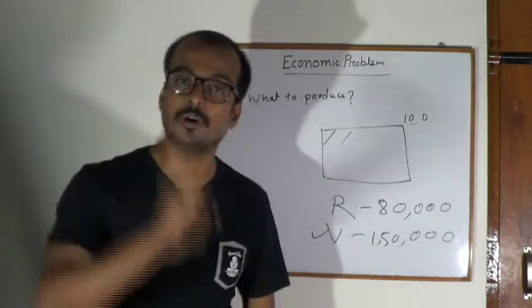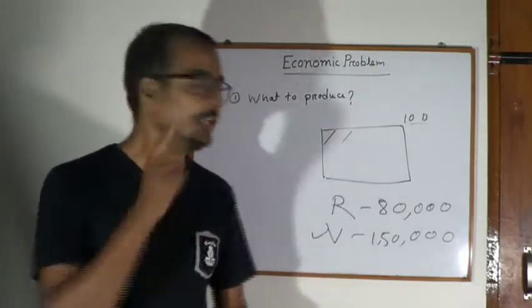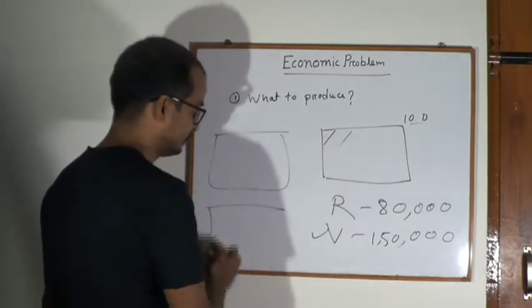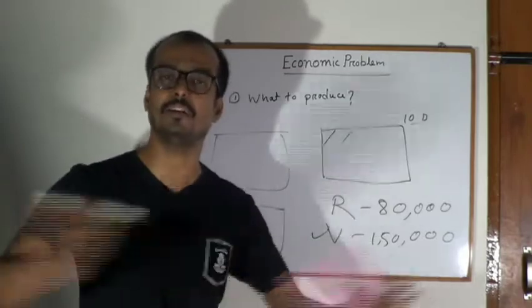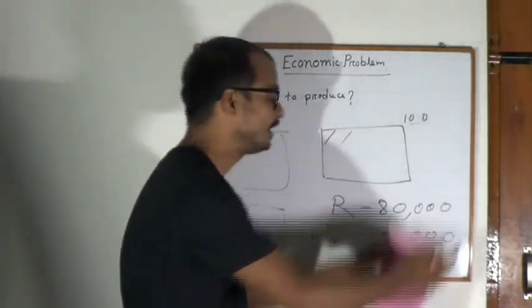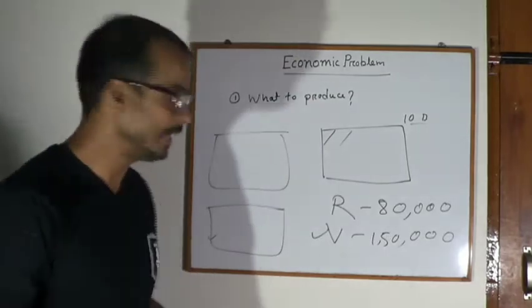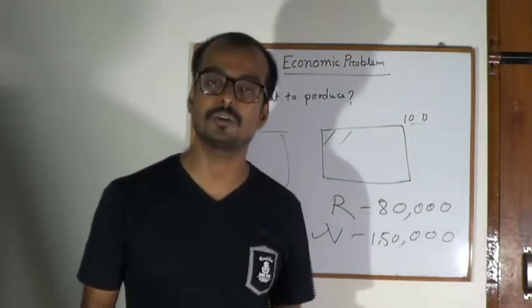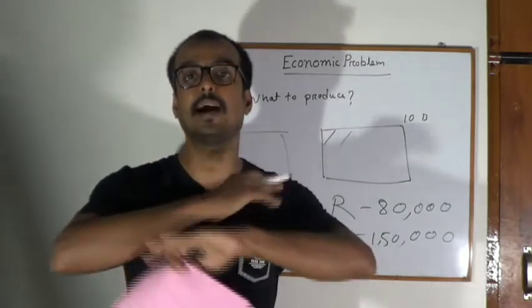This question would not have arisen if this person was having plenty of land. Plenty of land, not 10 acres, plenty of lands. So in some lands he would have produced rice, in some vegetables, in some fruits, in some flowers or whatever he wants, if the supply of land is unlimited.